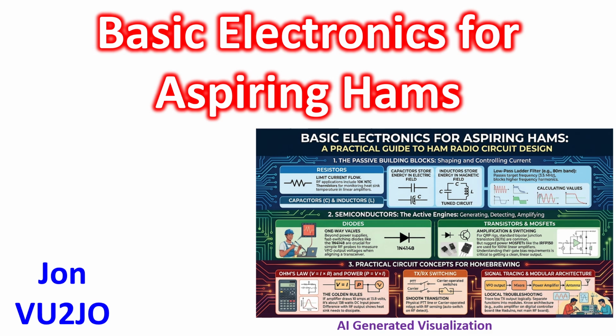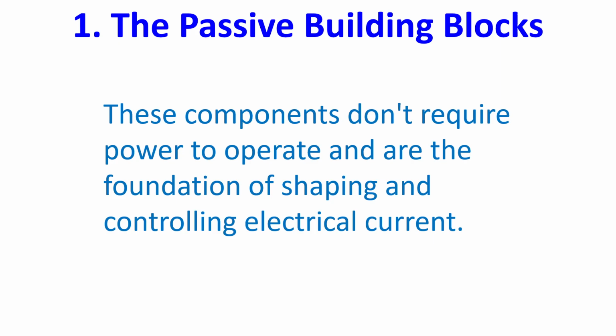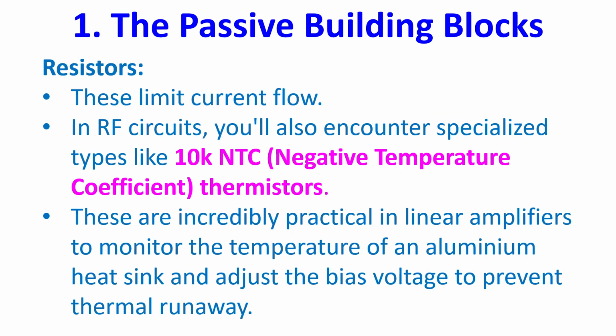Understanding basic electronics is the lifeblood of amateur radio, especially if you enjoy homebrewing your own gear, building linear amplifiers, or troubleshooting a newly minted transceiver. The passive building blocks. These components don't require power to operate and are the foundation of shaping and controlling electrical current. Resistors. These limit current flow.